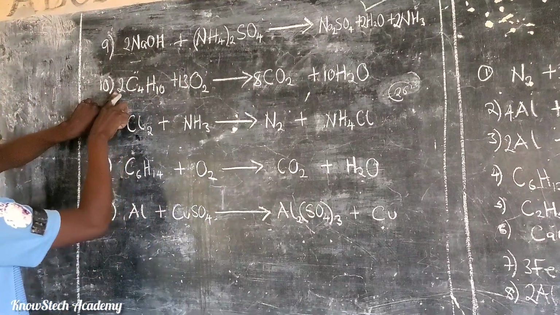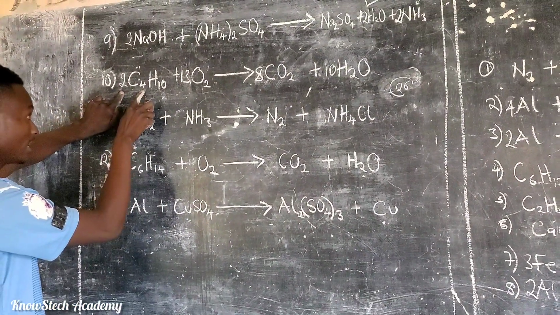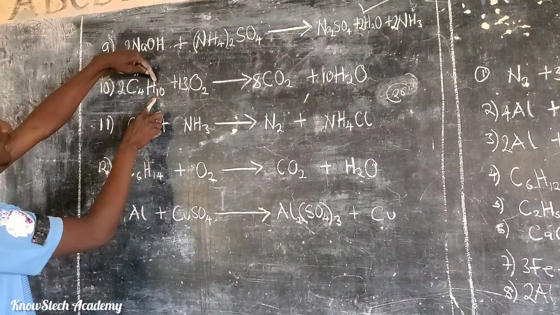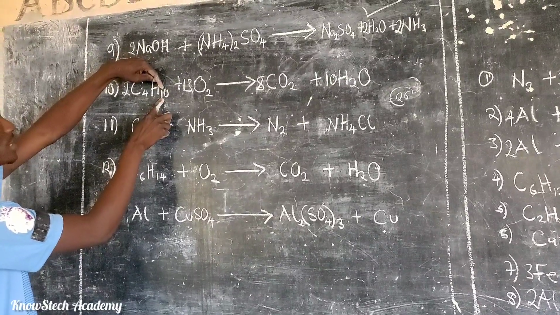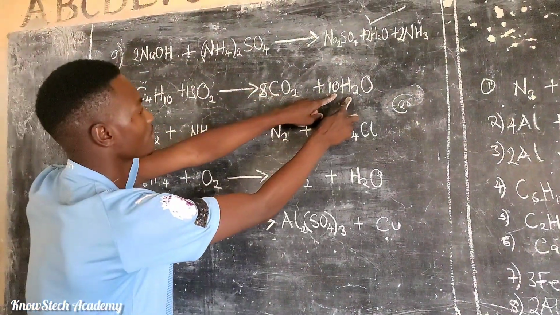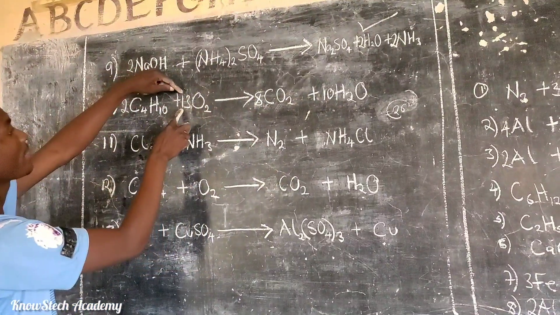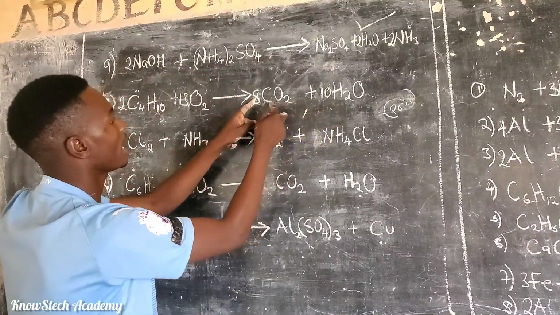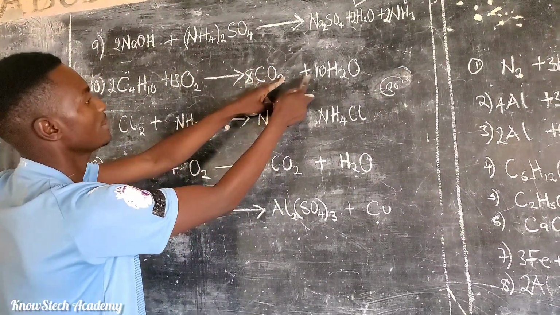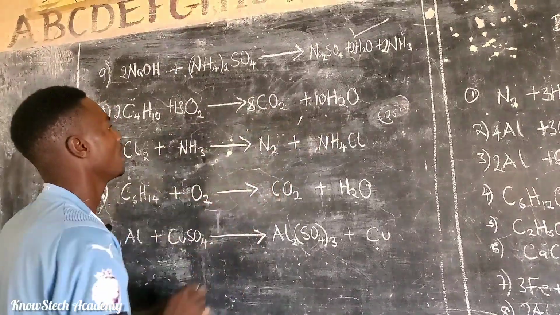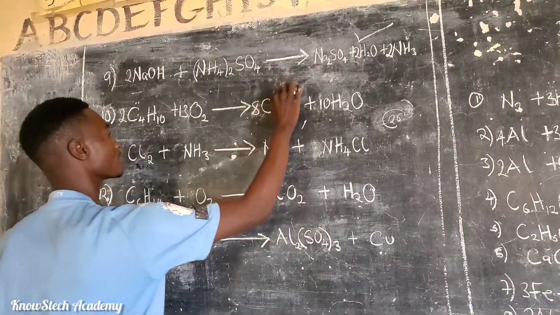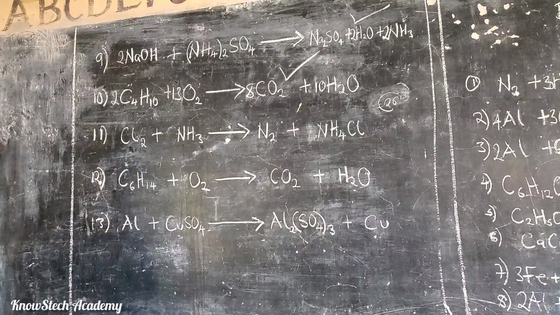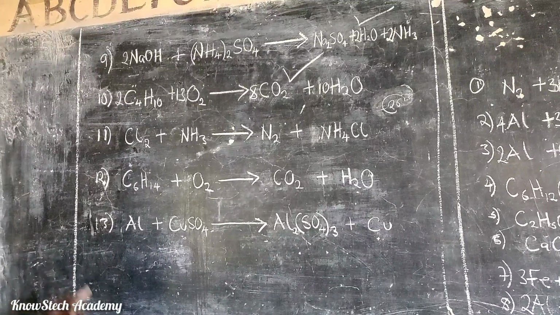So we have 8 atoms of carbon, right? Then 8 atoms of carbon, we have 2 times 10, 20 atoms of hydrogen. This side we have 20 atoms of hydrogen, right? Then 13 times 2, 26 atoms of oxygen. Then this side we have 8 times 2, 16 plus 10, 26 atoms of oxygen. Therefore, this equation is balanced. It's never been easy, but with practice, it becomes enjoyable.